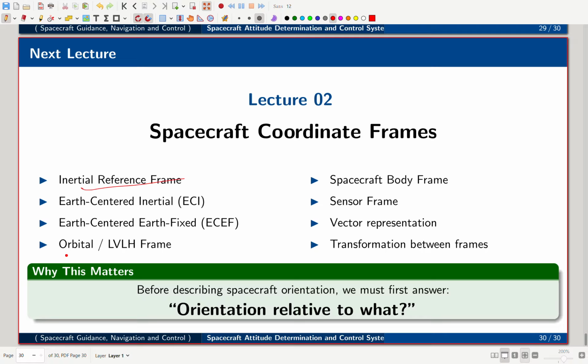So in the next lecture we'll discuss inertial reference frame, Earth-centered inertial, Earth-centered Earth-fixed, orbital frame, spacecraft body frame, sensor frame, vector representation, and transformation between frames. So why does this matter? Before describing spacecraft orientation, we must first answer: orientation relative to what? So we need a reference, right? Then only can we measure the angle. I hope we understood. I think this is the first lecture.